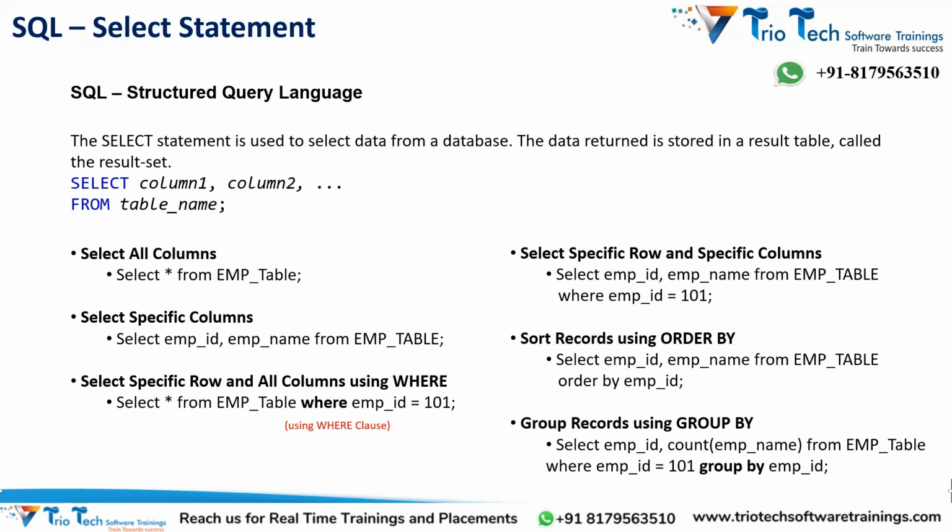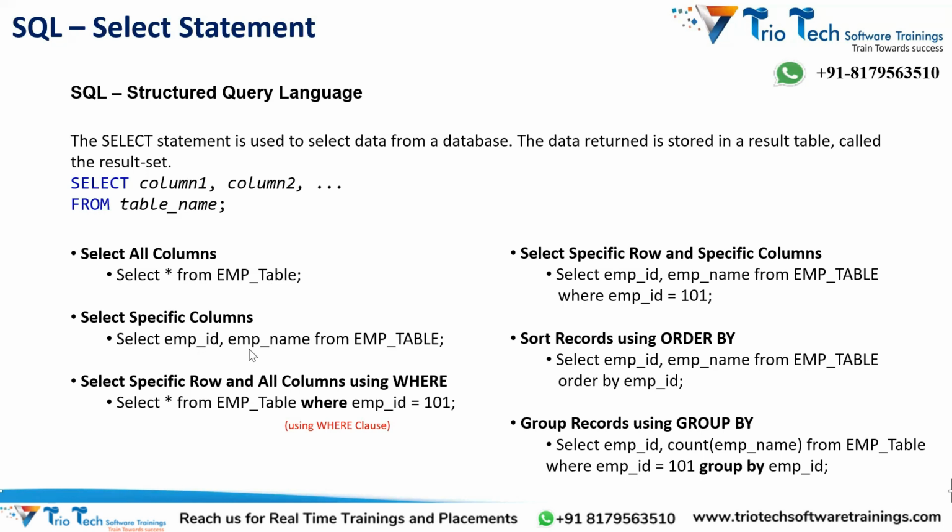Hope this clarifies. The second option is, instead of fetching all the columns, I want all the 20 rows, but I want only two particular columns to be fetched. So you can put the column names as comma separated values.